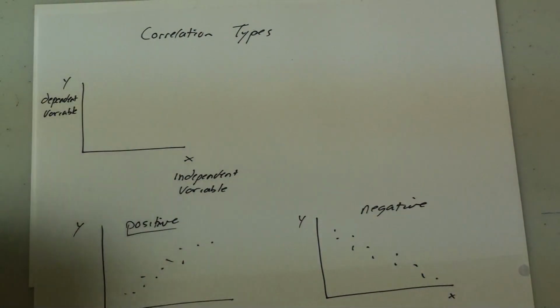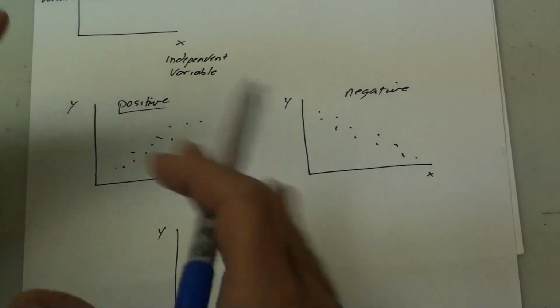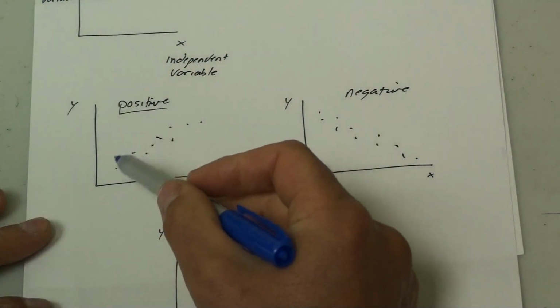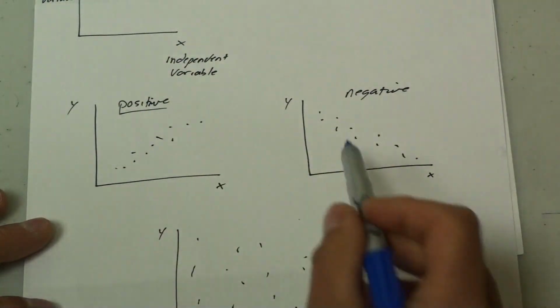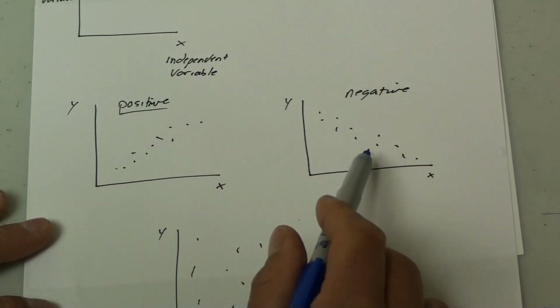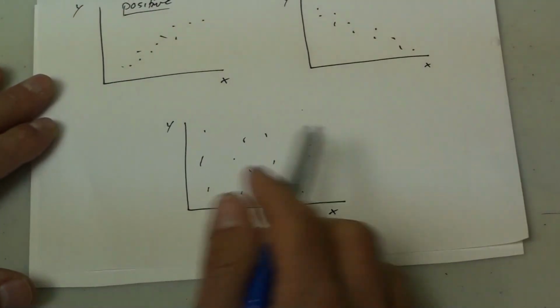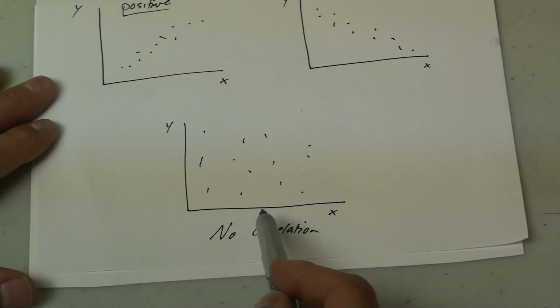Okay, so once you get that set up, you're going to have different types of scatter plots that are going to show up. If it's trending upwards, it's called positive. If it's trending downwards, it's going to be called negative. If it's all over the place, then there's no correlation whatsoever. Okay? Now we can talk about the strengths of the correlations.